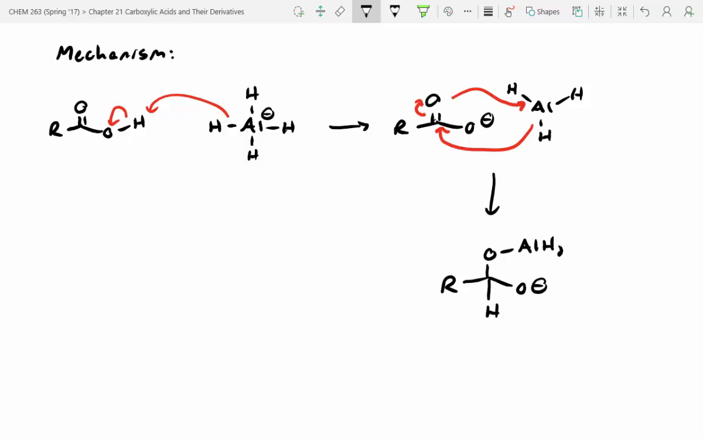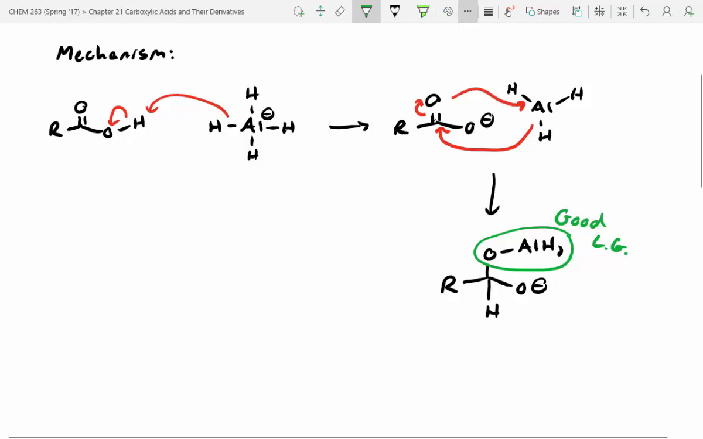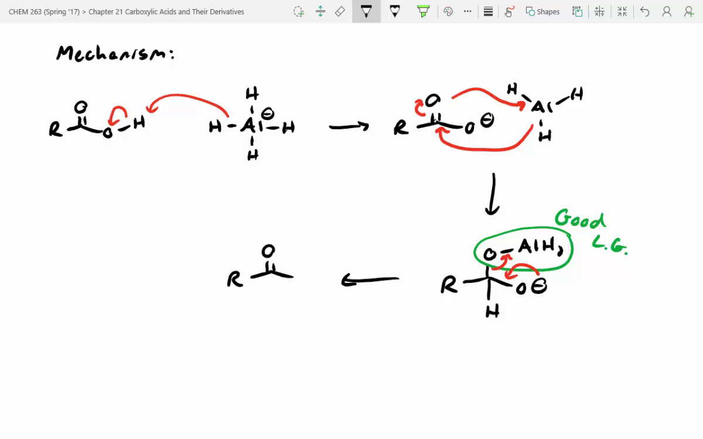So now we've got this complex. The reason we think it goes through this pathway is at this point, this is a pretty good leaving group. If all it did was the deprotonation, it would be dead in the water. So if that's a good leaving group, what do you think happens next? Lone pair comes down from the oxygen. Yeah, the lone pair comes down from the oxygen, and this clamps down, which results in an aldehyde, right?